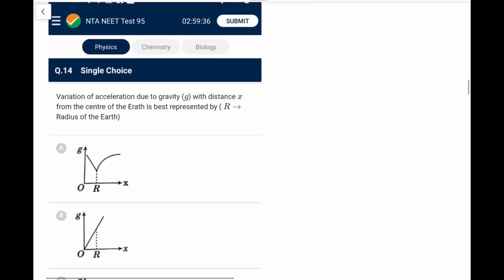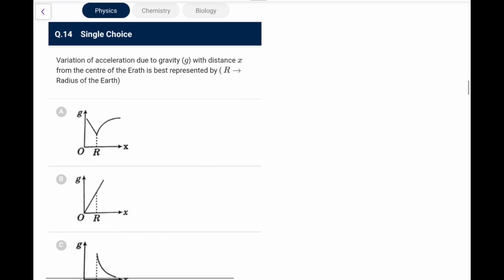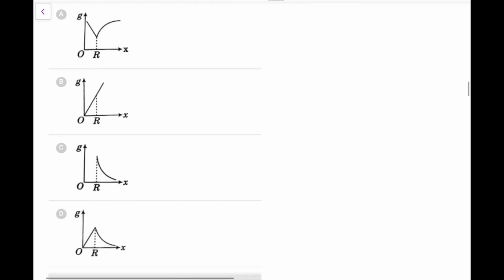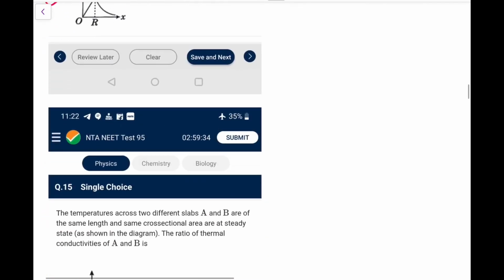Next one, variation of acceleration due to gravity with distance x from the center of the earth. You know, initially it is proportional, finally it is inverse to 1 by R square. So this is a very easy question, D, just see and tick.